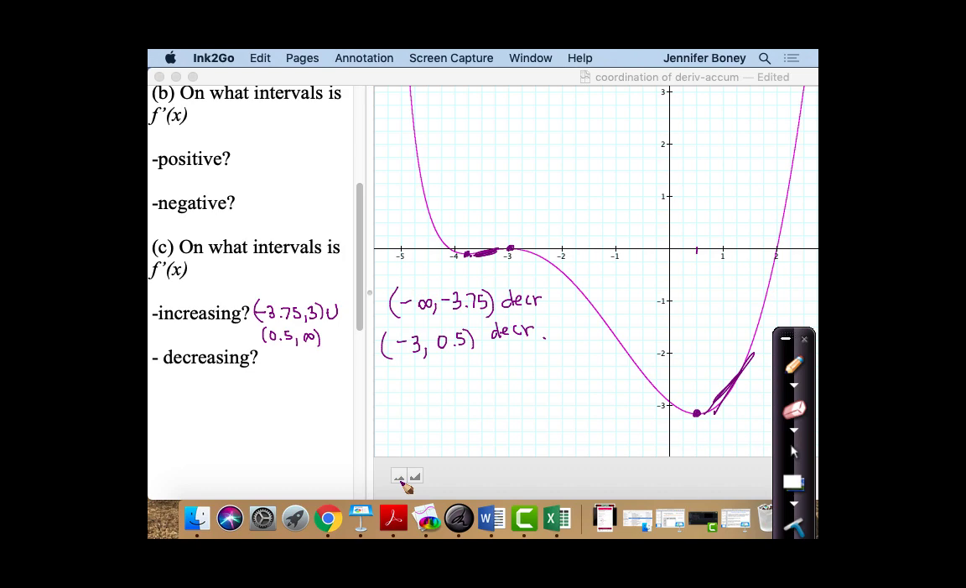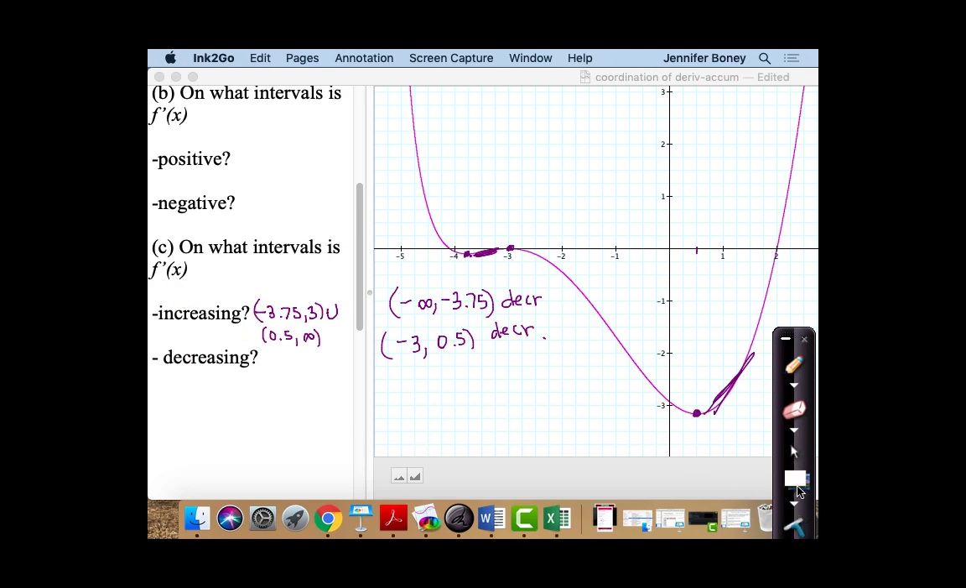So thinking about what we talked about at the end of Thursday last week about second derivatives, there is a fourth question we could ask that would be exactly the same as the third question here. Part D: on what intervals is f prime prime of x positive or negative? If I'm looking at a graph of f prime, where its derivative is positive or negative is the same as where it is increasing or decreasing.